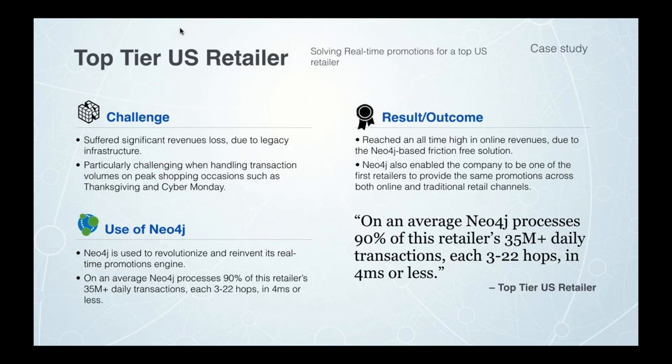And last year, Cyber Monday 2016, a few months ago, this retailer saw an all-time high in online revenues due to the Neo4j-based solutions. Neo4j also enabled the company to be one of the first retailers to provide the same promotions across both online and traditional retail channels. And this is an interesting use case because on average, Neo4j processes over 90% of this retailer's 35 million plus daily transactions, each between 3 and 22 hops in complexity and depth, in 4 milliseconds or less.